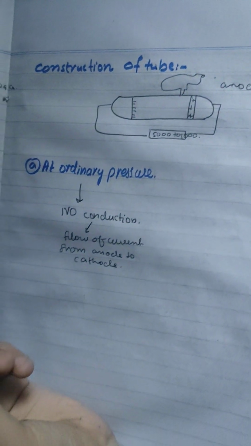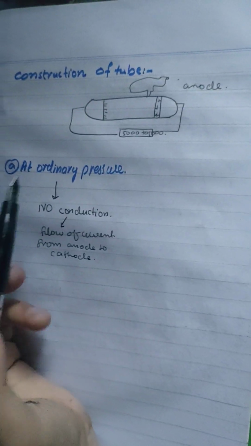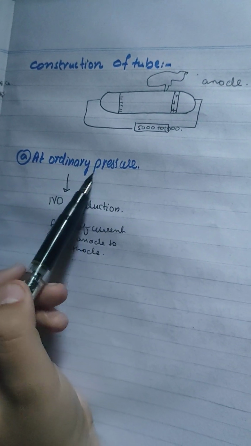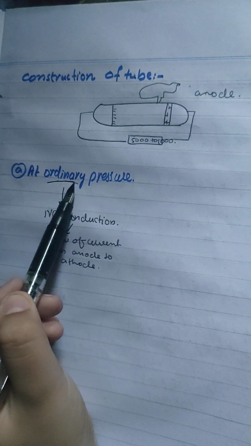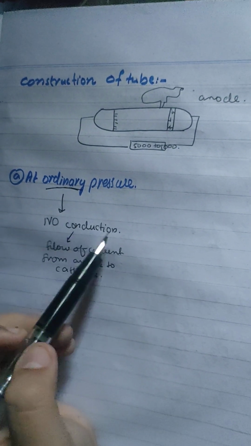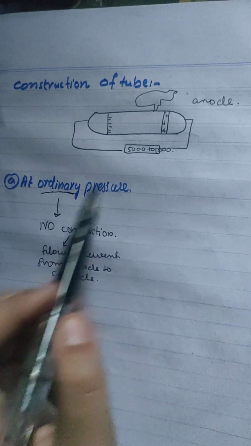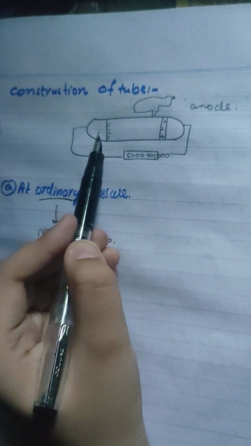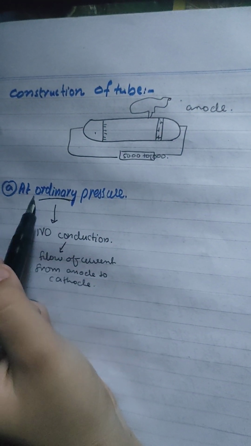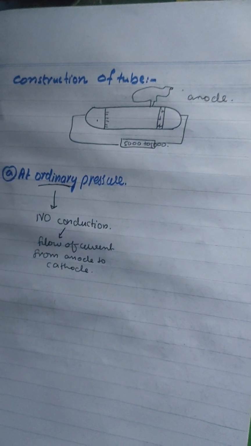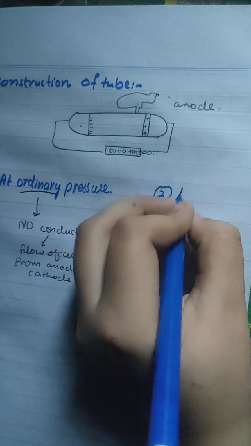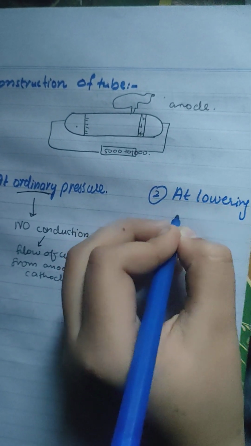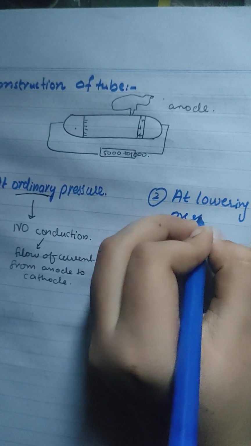You all have to remember that if we have ordinary pressure, not high, not low, ordinary, then at that pressure there will be no conduction process, because the electrons will not move from anode to cathode. Okay, now second, we have lowering the pressure. If we lower the pressure, what happens?